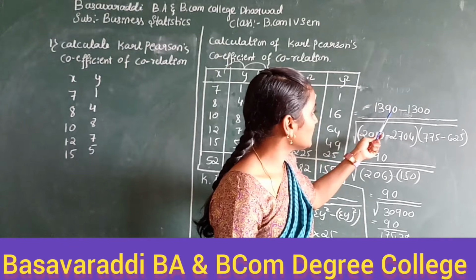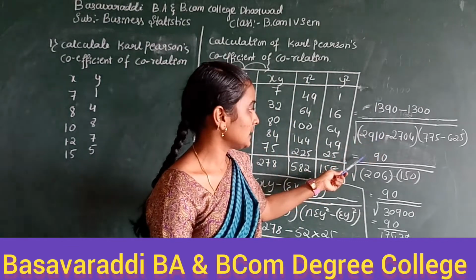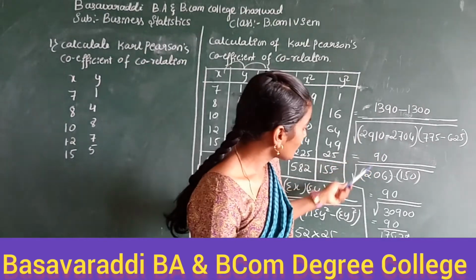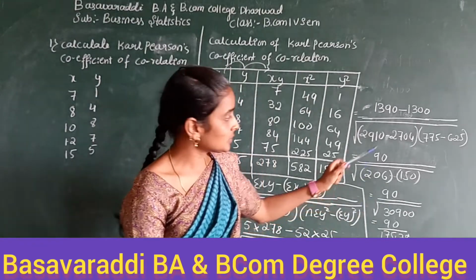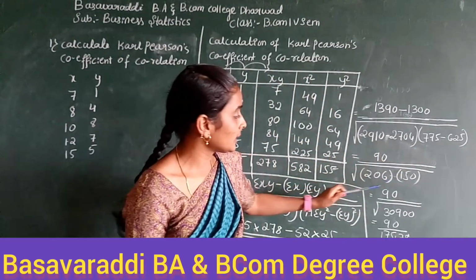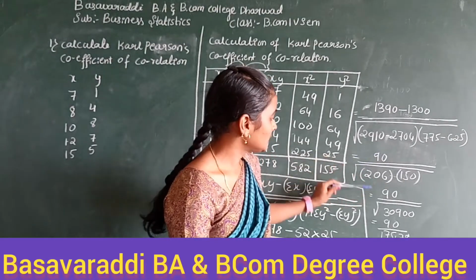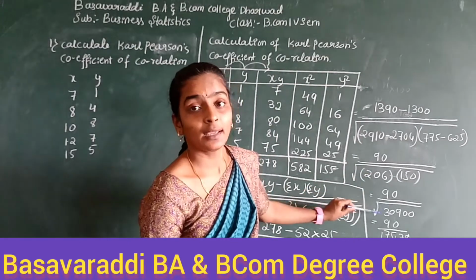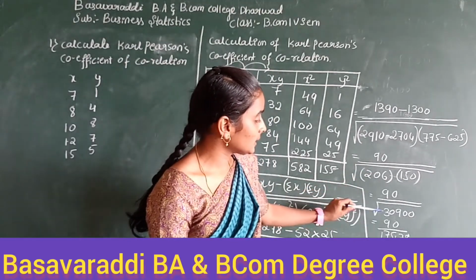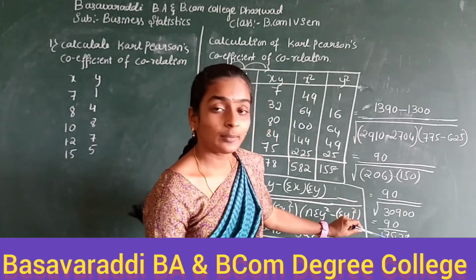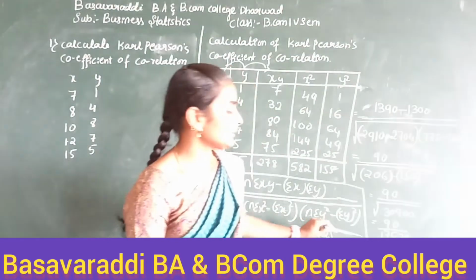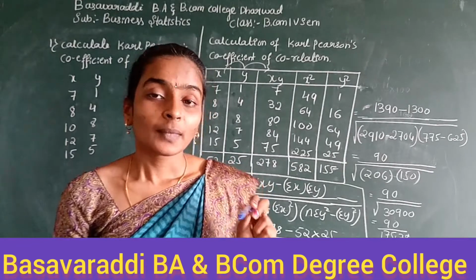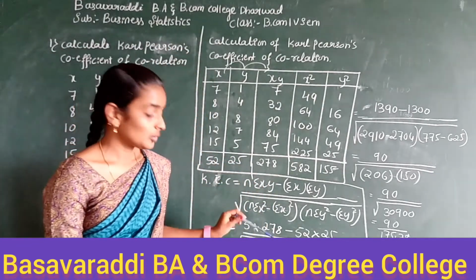1390 minus 1300, that is 90, divided by the square root of 2910 minus 2704, into 775 minus 625, that is 150. So 90 divided by the square root of 206 into 150, that is 30,900. The square root of 30,900 is 175.78. 90 divided by 175.78 is 0.1513, which is our Karl Pearson coefficient of correlation.